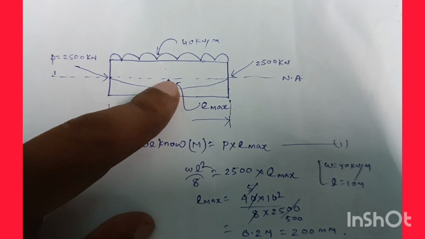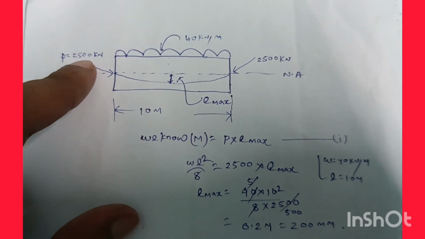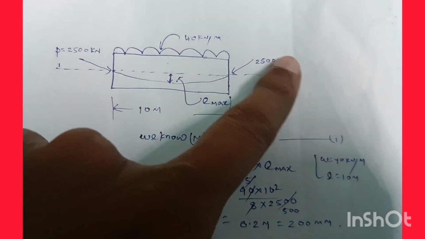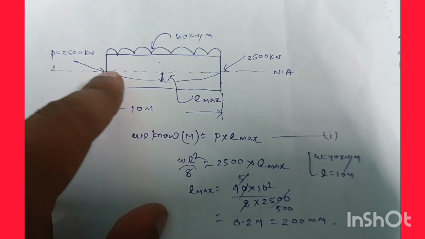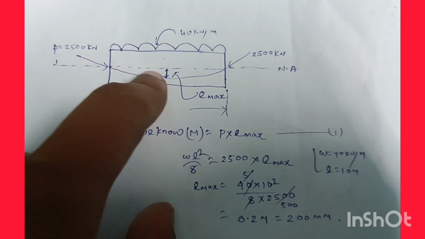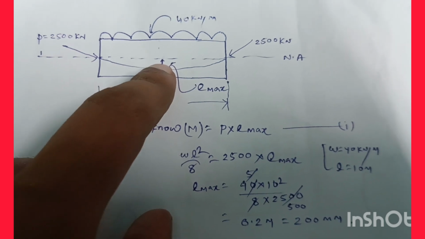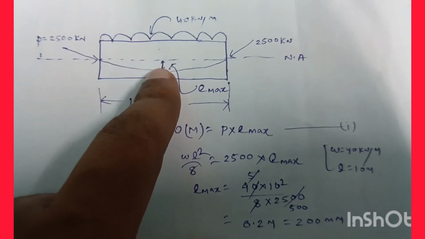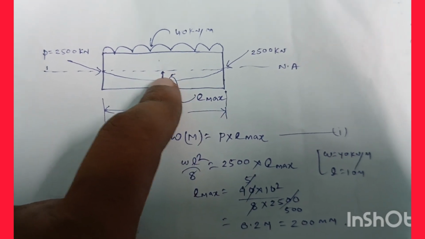So this is a simply supported concrete beam pre-stressed by a force of 2500 kN. Here is the neutral axis, and under this force the profile of the cable will be parabolic. So the question is asked here, what will be the central dip of the cable profile? Okay, this is Emax. Maximum dip is here at the center of the beam.